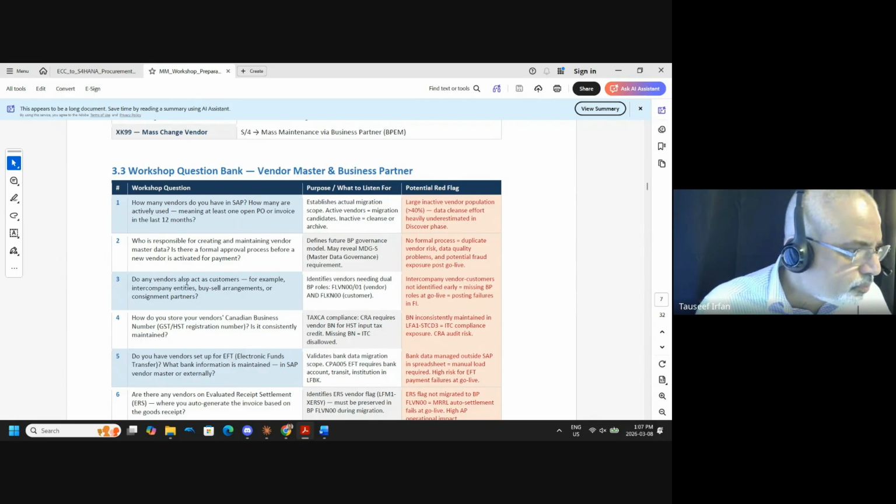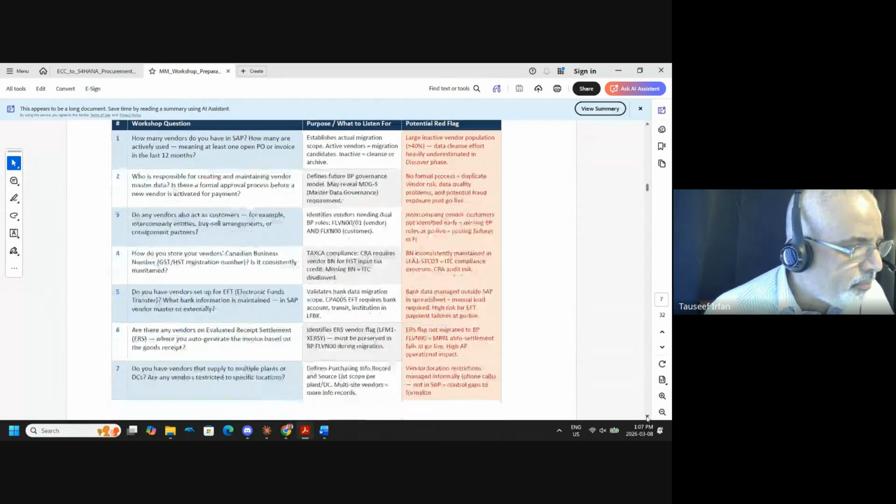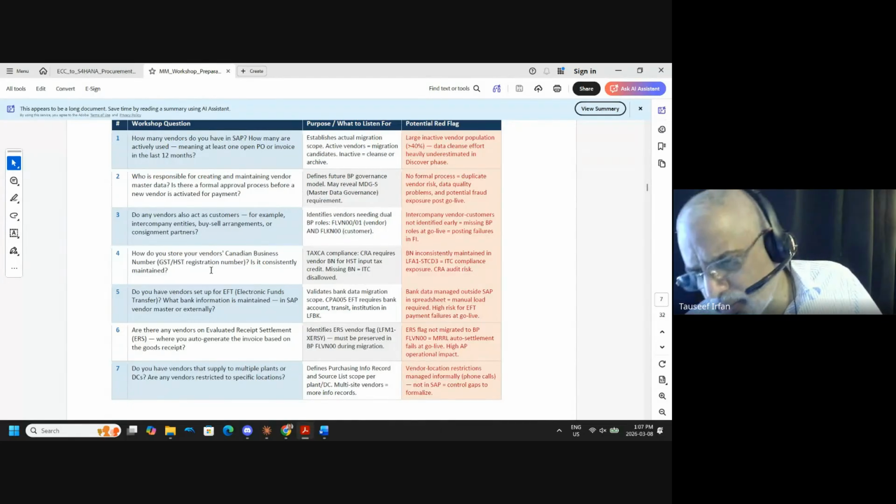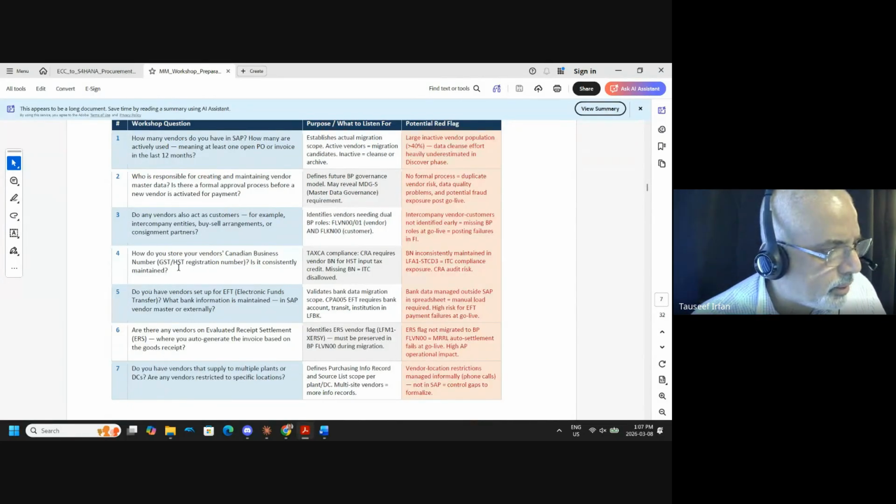Okay. You understood the importance of this. Now, next question. How do you store your vendor's Canadian business number? This is more GST, HST, don't worry. This is your collaboration with your FICO consultant. They take care of the whole GST, HST, tax and all that. Don't worry, they will lead this topic, the tax part. You go back to your own thing.